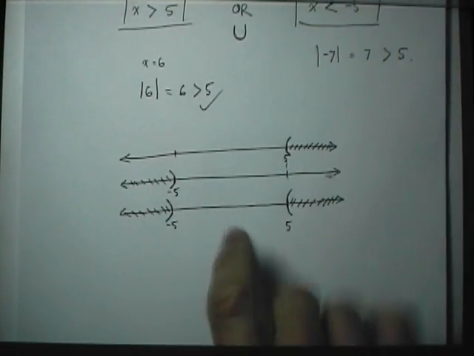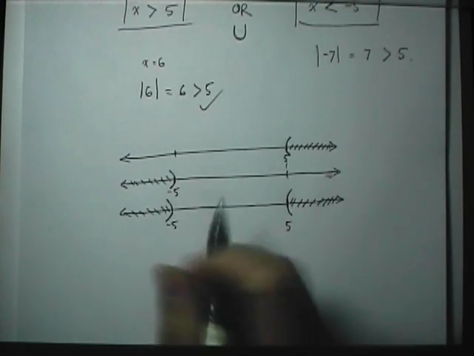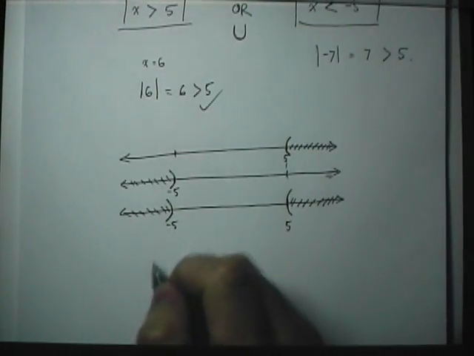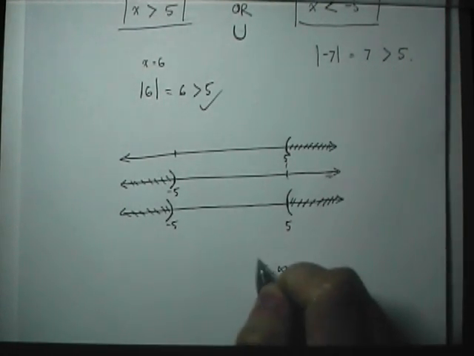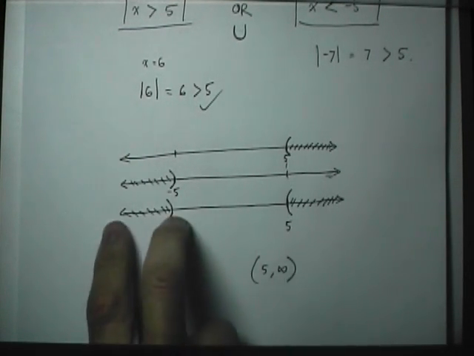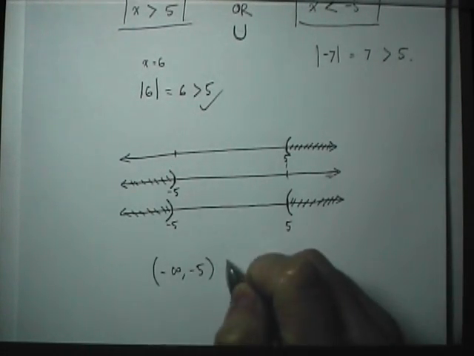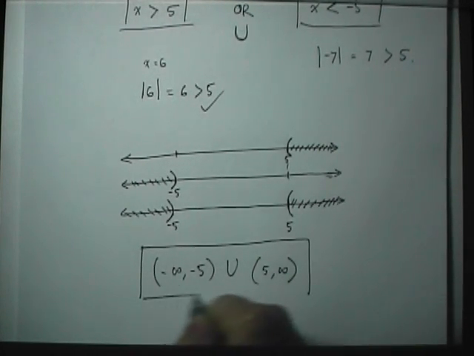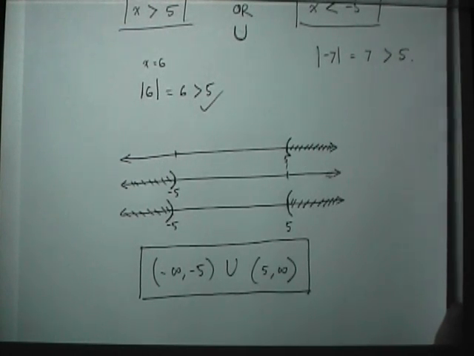Okay? So here's how you graph your solutions, or write your answers in interval notation. The first half of the solution is 5 comma positive infinity. It's that area right here. And we use that first interval, and we use parentheses around it. For the second interval, we have negative infinity comma negative 5. And we have that, and here we union it. And here's how we have our final answer expressed in interval notation.